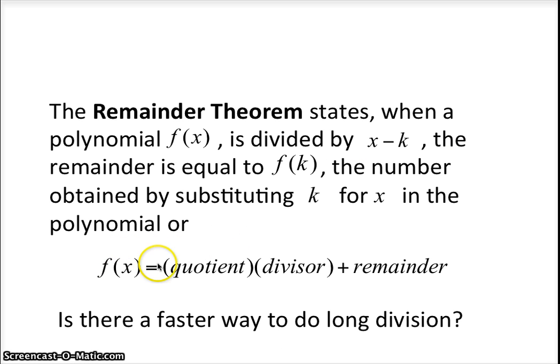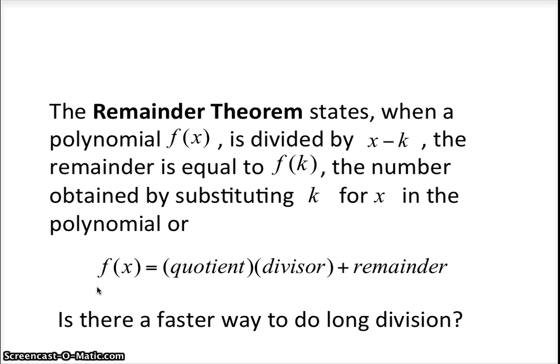So f of x will be equal to our quotient times the divisor plus the remainder. That's another way to write the original polynomial: it is equal to your divisor times your quotient plus the remainder, instead of having your remainder over the divisor equaling the original polynomial divided by the divisor.